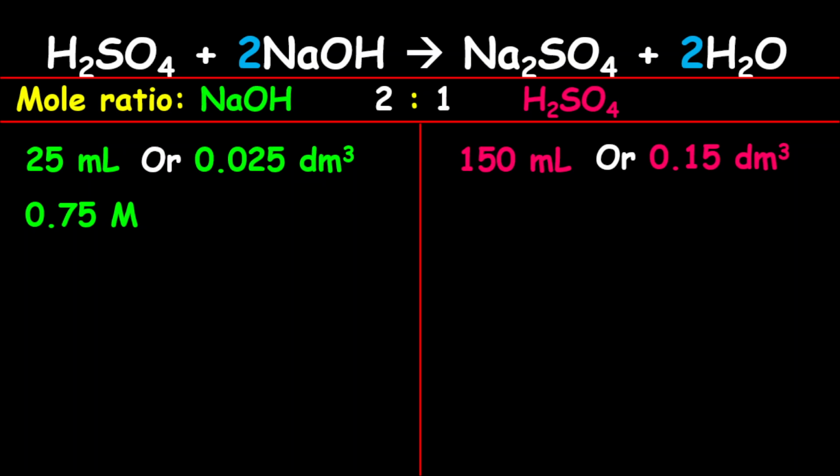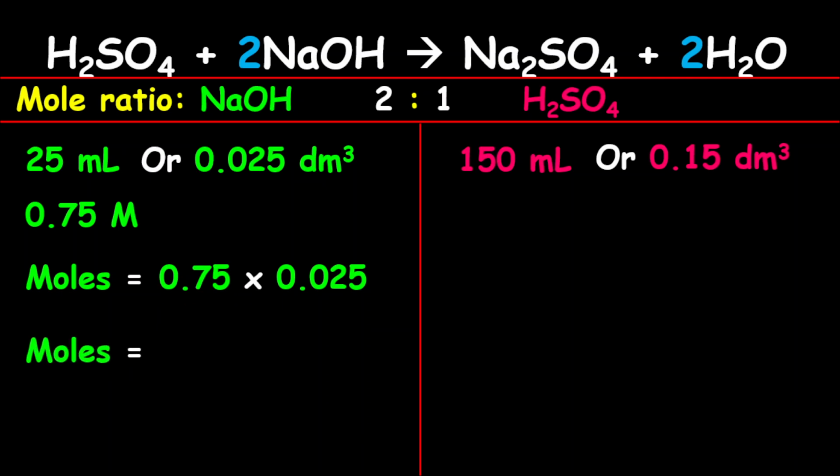Now, since we have the molarity and the volume of sodium hydroxide, we can find the number of moles of sodium hydroxide. The number of moles of sodium hydroxide now is given as 0.75 multiplied by 0.025. Therefore, the number of moles of sodium hydroxide is 0.01875.